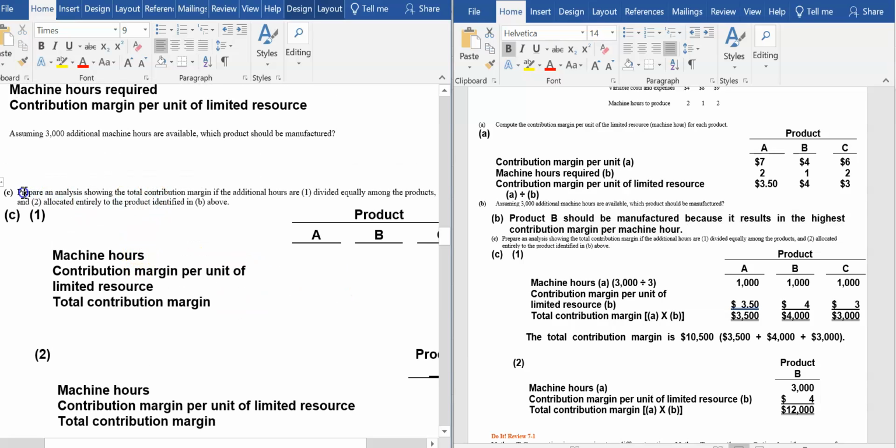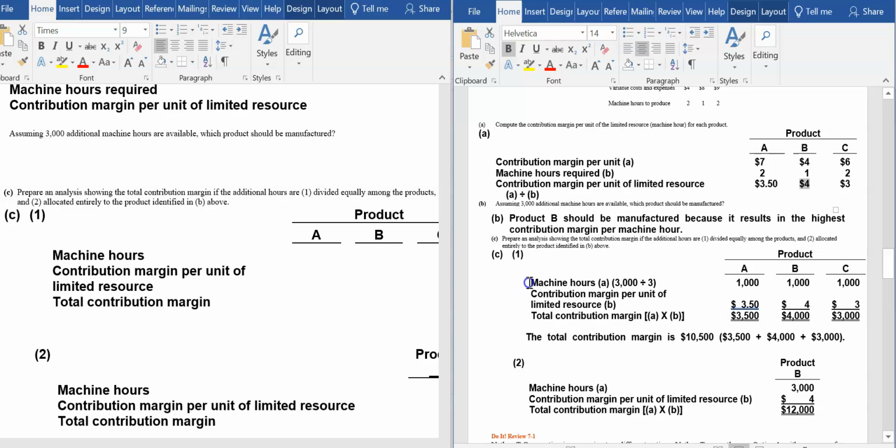Now, let's extend that analysis to determine which product should be manufactured if 3,000 additional machine hours are available. We are going to do it based on the additional hours divided equally among the products, or whether we should allocate all of those machine hours to the product with the highest contribution margin.